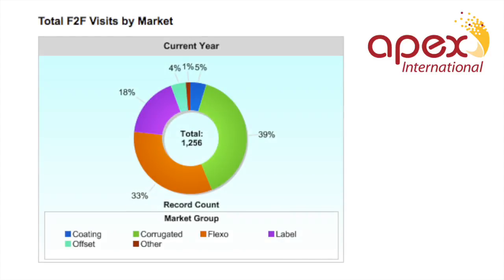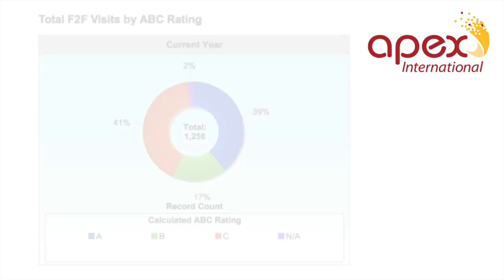The total face-to-face visits by market report shows the total number of sales calls displayed as a percentage by vertical market. This allows you to visualize how your sales activity supports the company's goals around 40-40-20 and how your activity matches up with the available business in your territory.